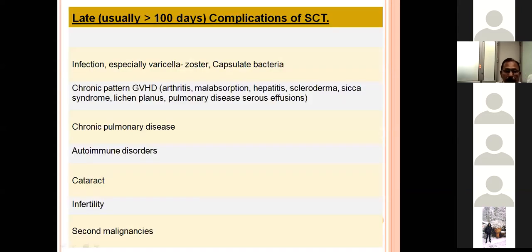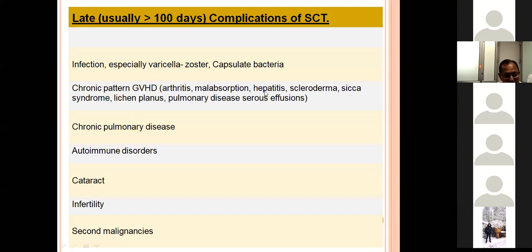These are the late complications of stem cell transplant. We talked of acute early complications, infections, bacterial, protozoal, fungal, and viral. We talked of GVHD, we talked of VOD, hemorrhagic cystitis, myocarditis, etc. These are late complications. Late complications means beyond 100 days. Again, infection, bacterial and varicella, particularly viral infections, are common.